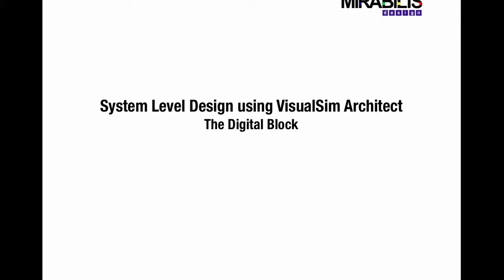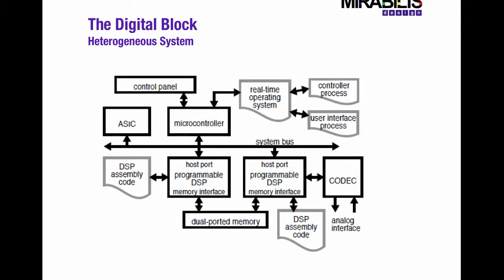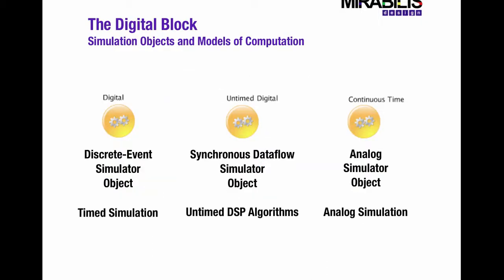The focus of this video is on the digital block. Now, modern systems are composed of a mixture of components, each with a different operational semantics. So a microcontroller, for example, will have a dynamic suited to more control-oriented and time-oriented dynamics. Programmable DSP will be more suited to DSP or data flow dynamics, and an analog interface will be more suited to continuous time dynamics. And within VisualSim Architect, these are represented by objects that support different models of computation.